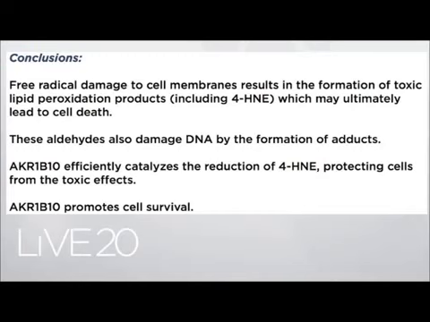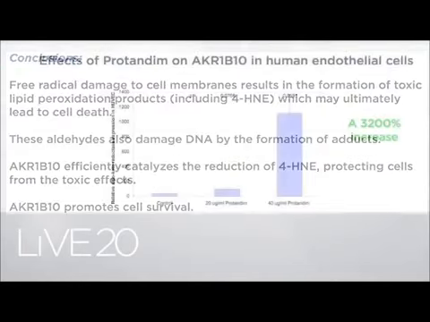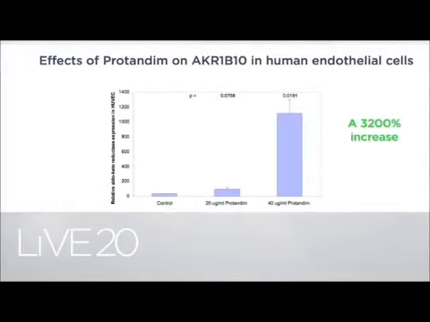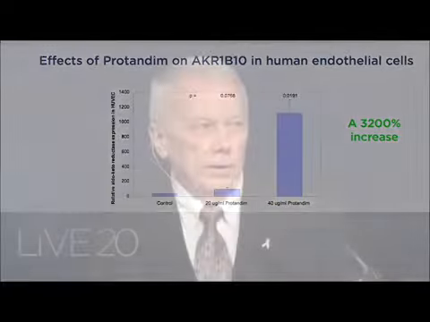What does Protandim do to this gene? The one on the left is the control. And here you see 2 concentrations, a very low and a higher concentration of Protandim, a 3,200%, 32-fold increase in the production of this gene product. And this is a good one. The more of this you have, the more protected you are, right?